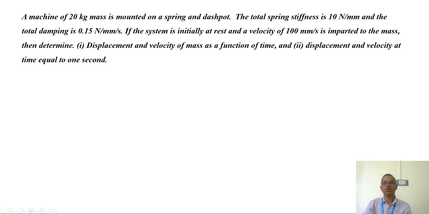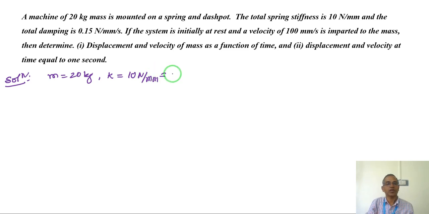A machine of 20 kg, that means mass equal to 20 kg, is mounted on a spring and dashpot. That means damped vibrations, C is there. The total spring stiffness K is 10 Newton per millimeter, but I must convert into Newton per meter immediately. So 10 into 1000, 10,000 Newton per meter.